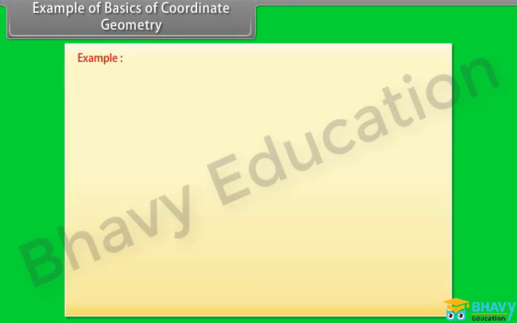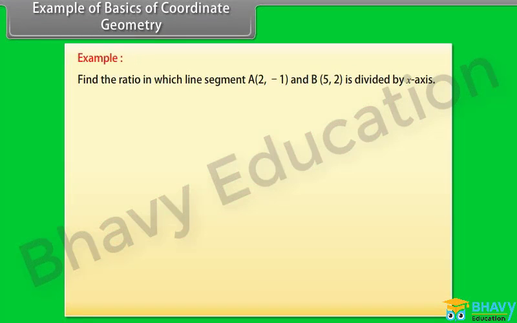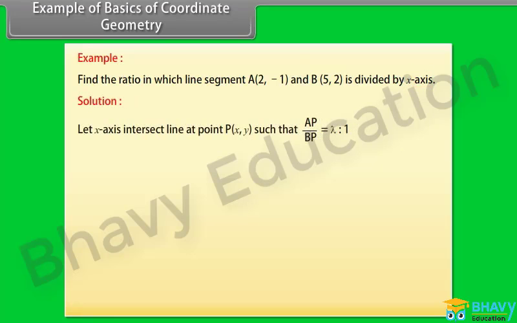Example. Find the ratio in which the line segment A(2, -1) and B(5, 2) is divided by the x-axis. Solution. Let the x-axis intersect the line at point P(x, y), such that AP by BP is equal to lambda is to 1. It implies y is equal to 0.